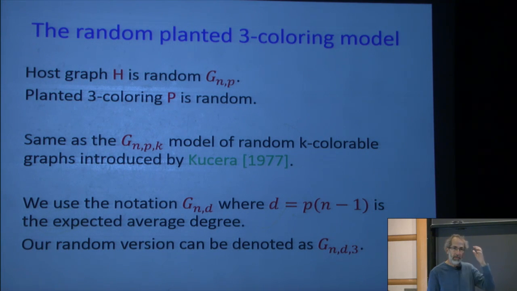When you say here that random also means uniformity, so the groups are the same size? Yes. If you select the color classes at random, each vertex gets a color independently, uniformly at random, so they're roughly of the same size. They don't have to be exactly the same size, but they will be roughly the same size.